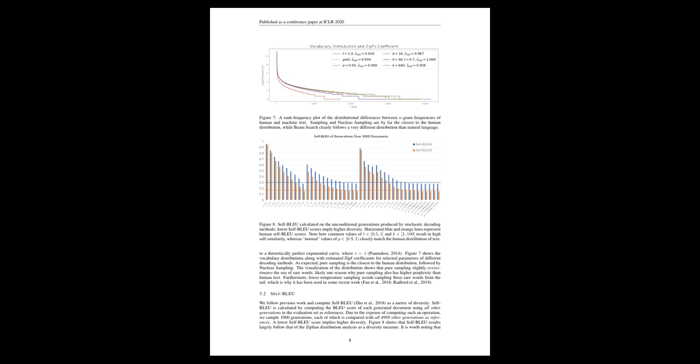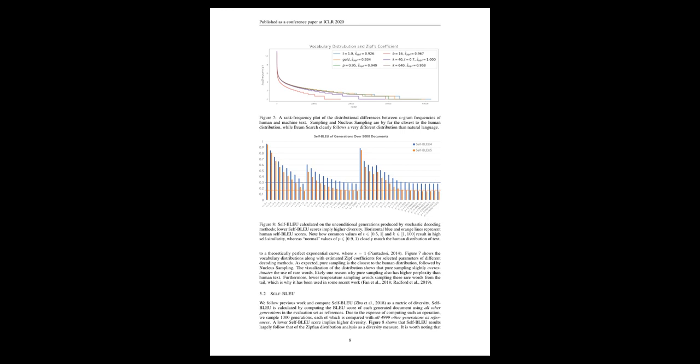The text appears to be a summary from a research paper presented at the International Conference on Learning Representations (ICLR) in 2020, discussing the differences between human-generated text and machine-generated text. Figure 7 in the paper presents a rank frequency plot revealing that both sampling and nucleus sampling methods produce text whose n-gram frequencies are much closer to the human text distribution compared to text generated by beam search, which significantly deviates from the natural language distribution.